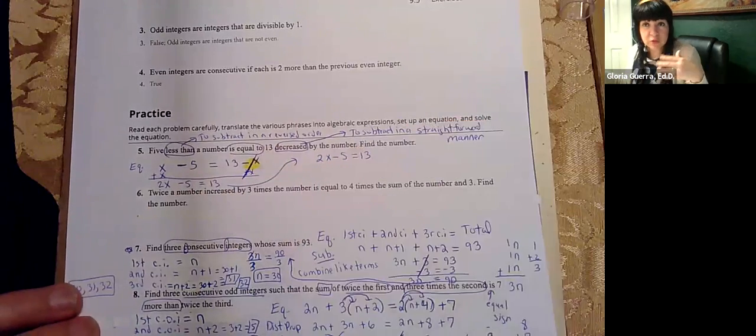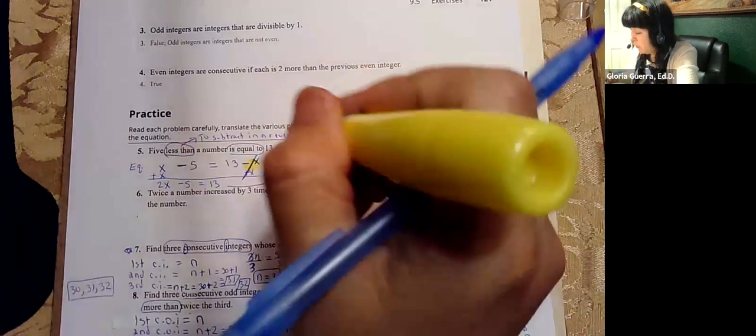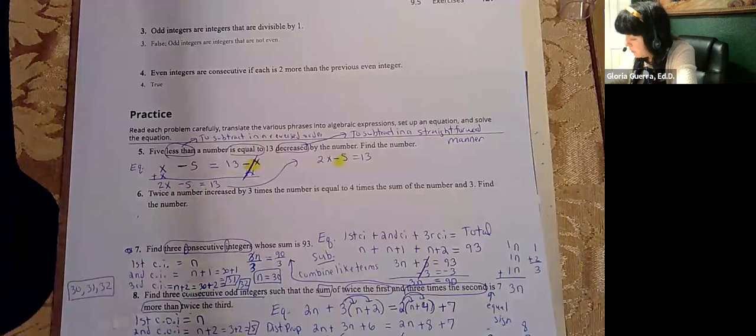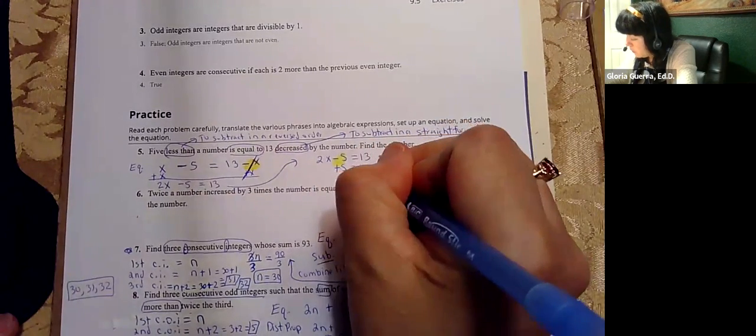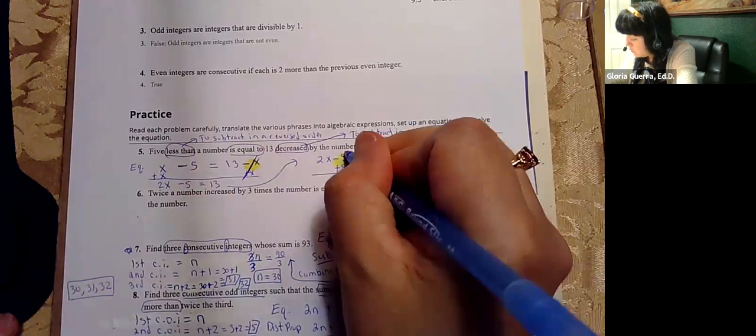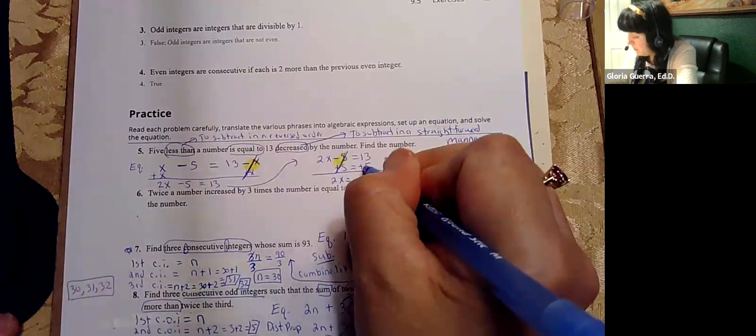And now I'm going to have to use the addition subtraction property again. Now I'm going to move the minus 5 over. And the opposite of minus 5 is a plus 5. And this will fall out. So you have 2x equals, and this gives you 18.